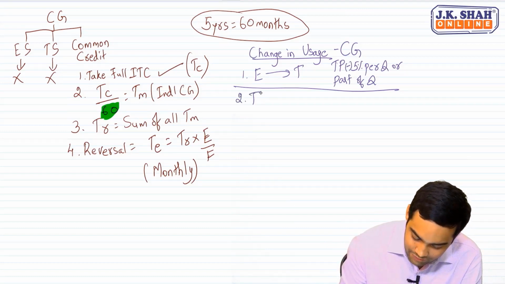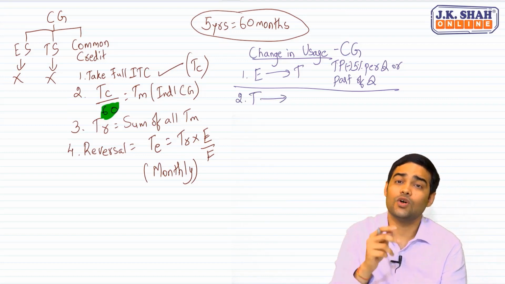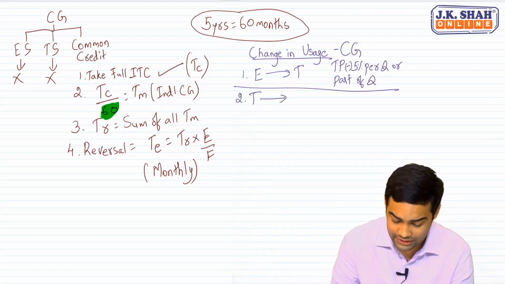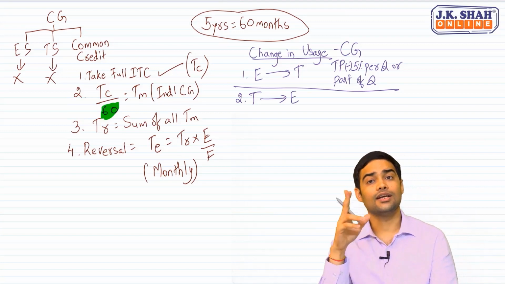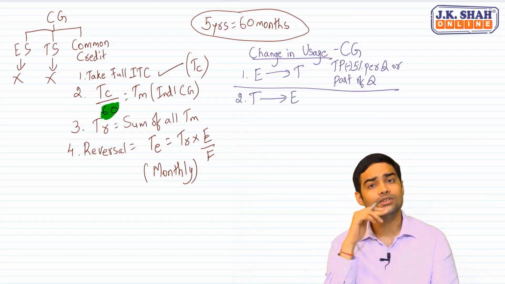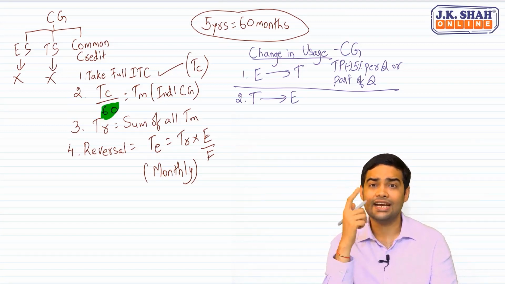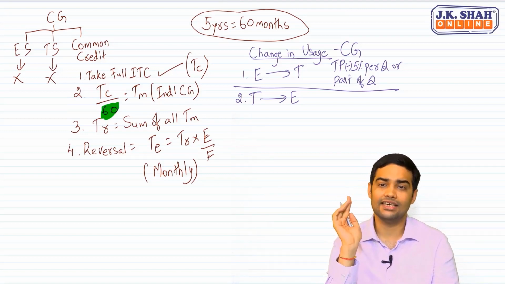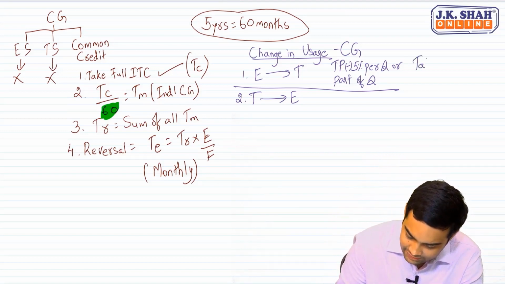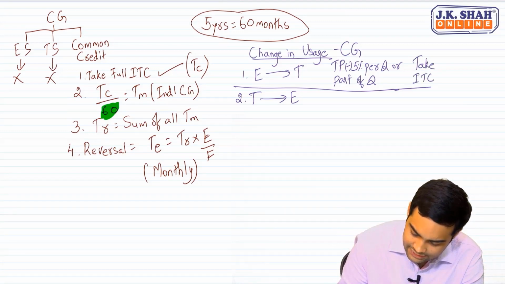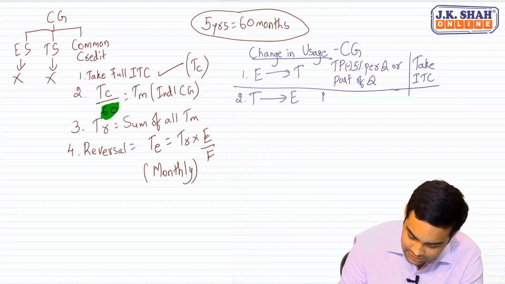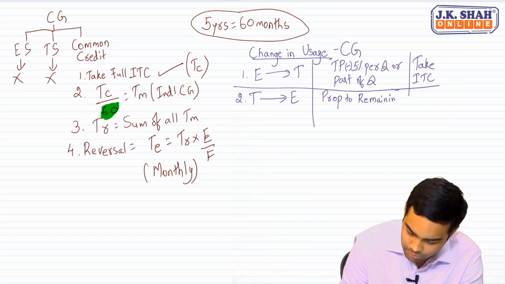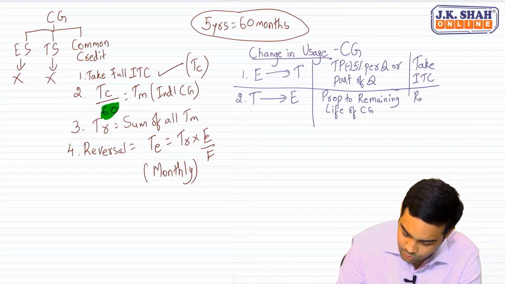Okay. What if earlier this machine was used for taxable supply, now it is used for exempt supply? That means you have taken ITC earlier. Then, sir, here we will have to reverse ITC. How much? The law says proportionate to remaining life of capital goods. And this is what you will reverse.